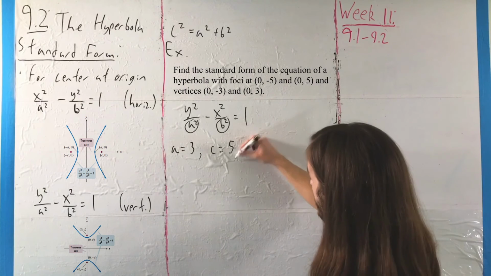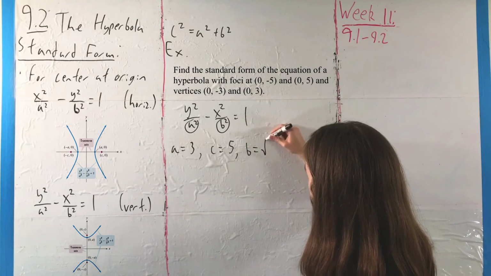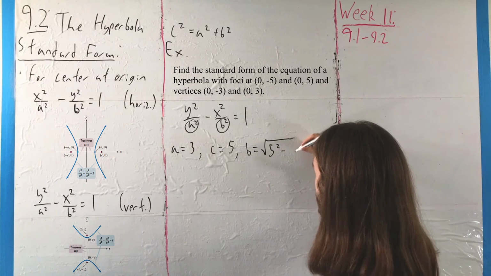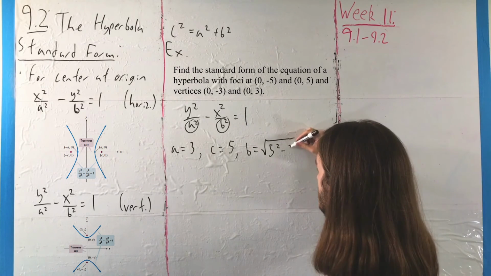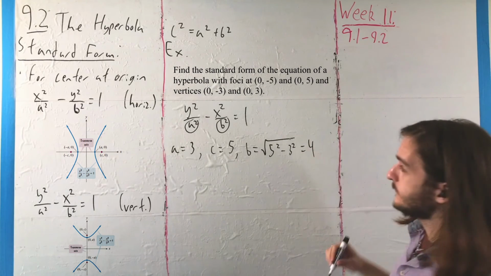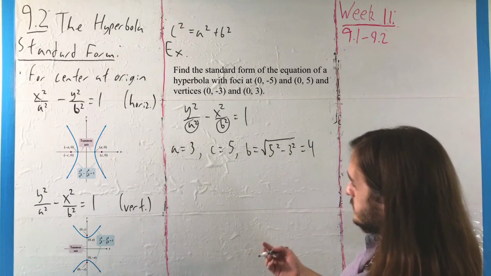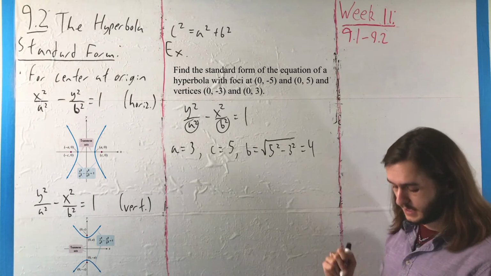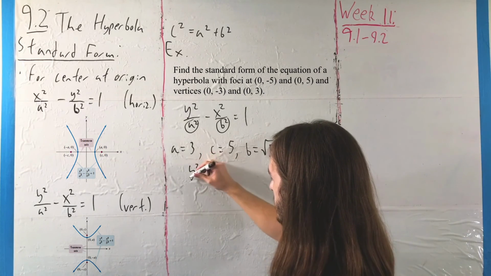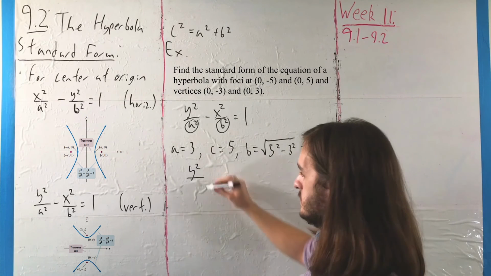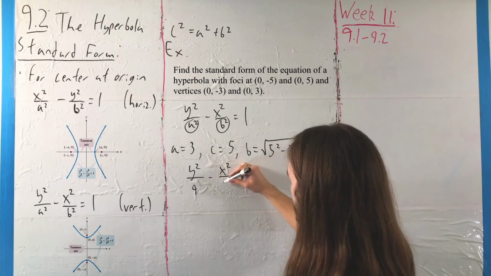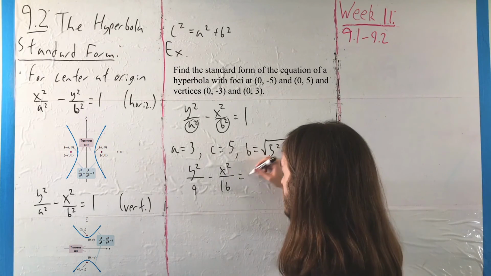And as a result, if we want to get b, that is going to be equal to the square root of c squared, 5 squared, minus a squared, or 3 squared, which here will end up being 4. So if we want to take all of this information and put it together to get our equation, we're going to have y squared over a squared, where since a is 3, a squared is 9, minus x squared over b squared, where here b is 4, so that would be 16, is equal to 1.